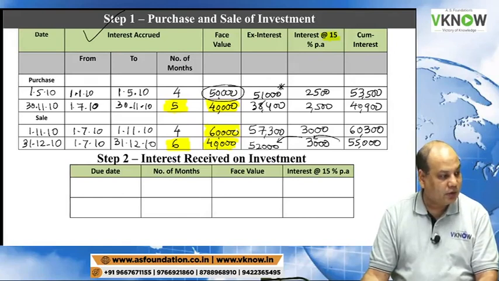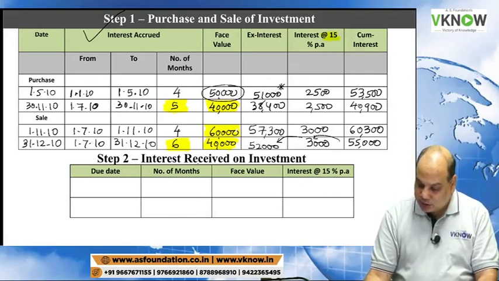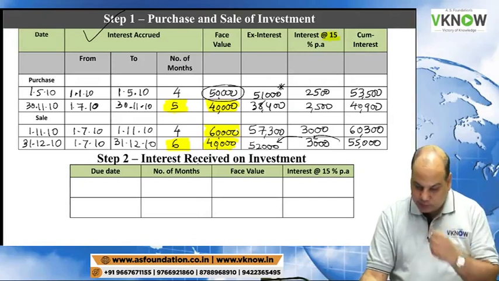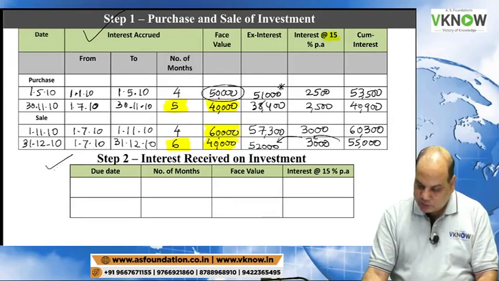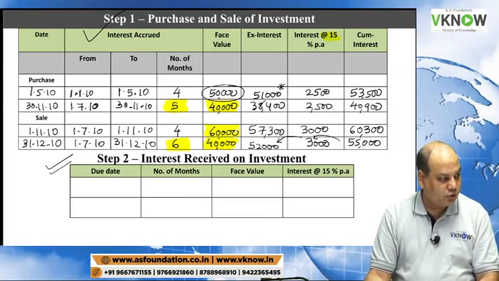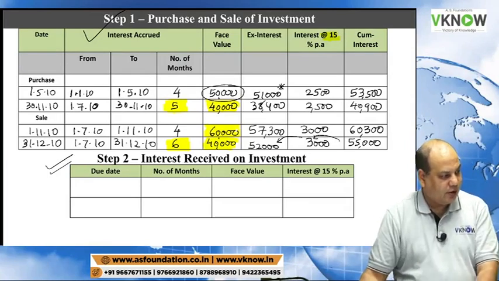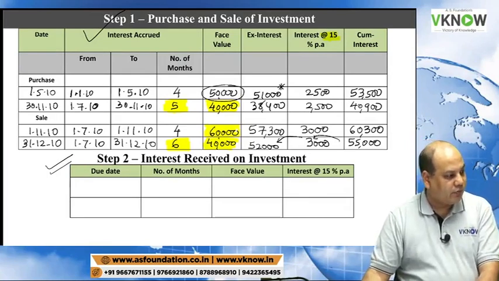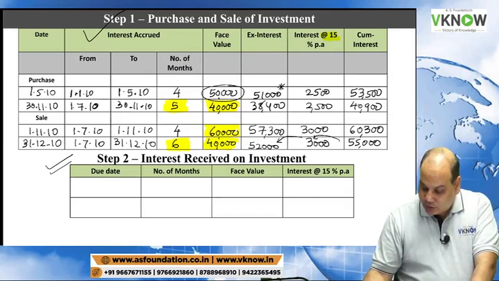Is it right now? 3,000 is right. 52,000 is right. Step number 2, interest received on investment. Shubham Gorana is right. Sakshi Kartikeya right. Kirti right.